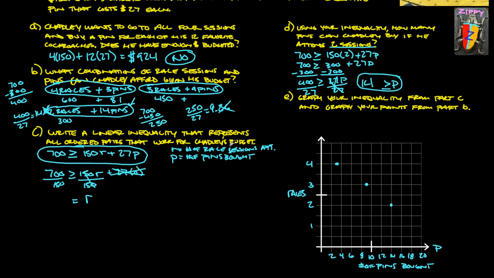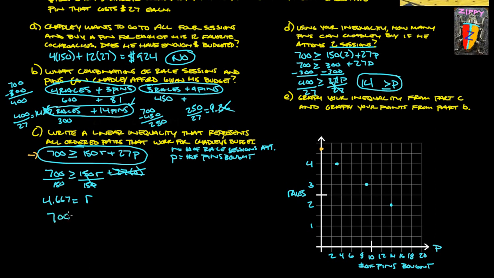Let's do this inequality here in orange. So 4 and 2/3 is about right there. I got to finish my ideas here. 4.667. And then we can do the same thing over here where we put in 0 for r.